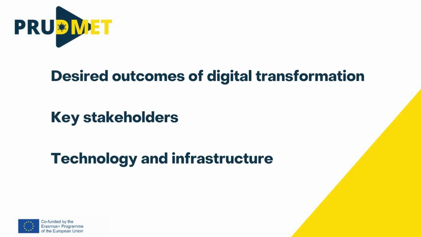By setting up the vision of digital learning transformation, the desired outcomes of digital transformation are defined, such as, for example, improved student engagement, increased access to learning resources, or enhanced collaboration among students and teachers. It is also vital to identify key stakeholders like students, teachers, or administrators, and involve them in developing the vision to ensure that it meets their needs and expectations.